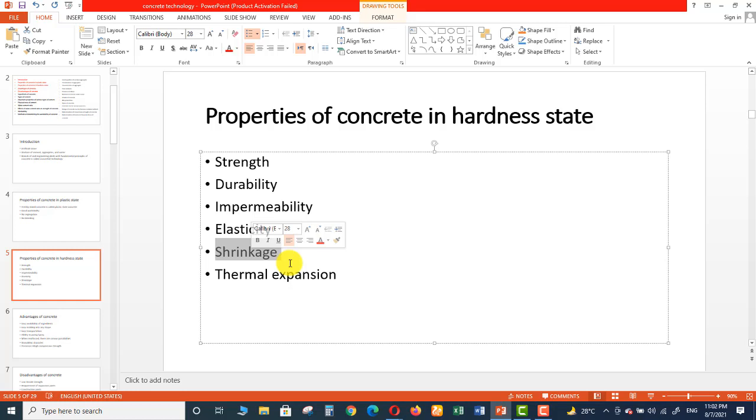Shrinkage is less if the water cement ratio is less. So it's directly proportional. If the water cement ratio is less, then shrinkage will be less. If the water cement ratio increases, then shrinkage will also increase.